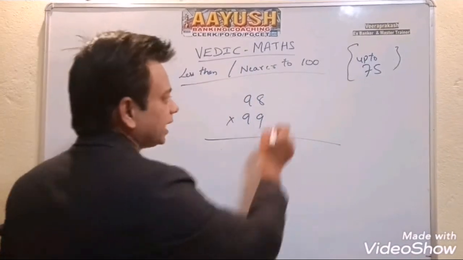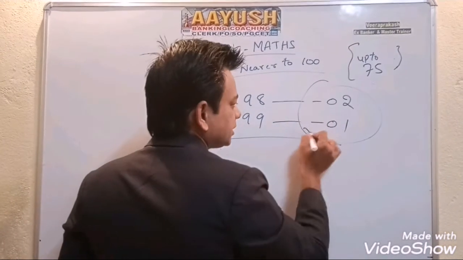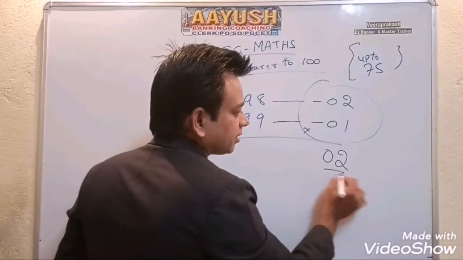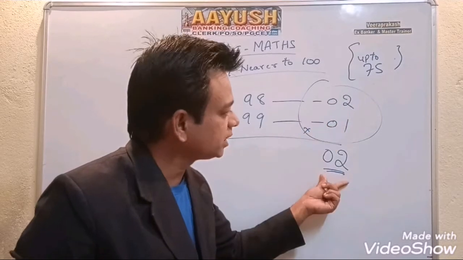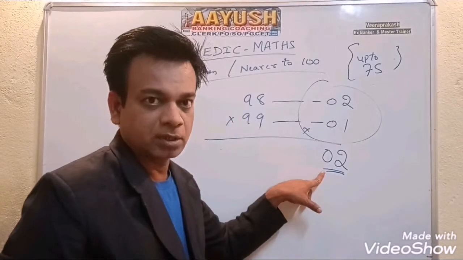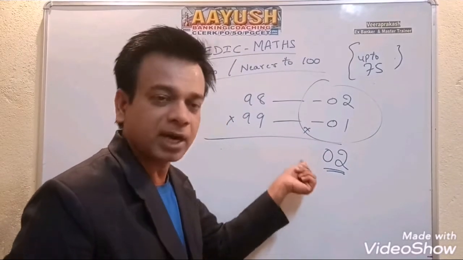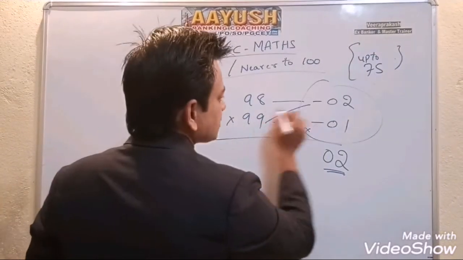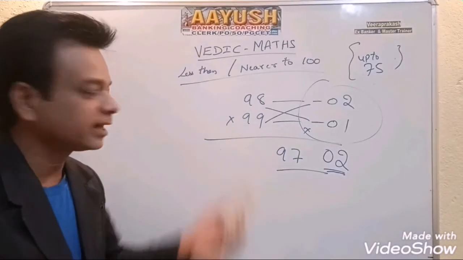Now 98 into 99, again 2 is short and 1 is short. Again you have to multiply this part. So 2 ones are 2, but you should not write a single 2, you have to take a 0. So here the place value is also very important. If the answer for multiplying this portion is 2 digits, keep the 2 digits as it is. If it is a single digit, place a 0. Or sometimes it may come to more than 2 digits, say 3 digits. Then you have to write only 2 digits and carry the hundreds part forward. We'll look at that in the next example. So now cross subtraction. 98 minus 1, 97. So the final answer is 97 02, 9702 for 98 into 99.